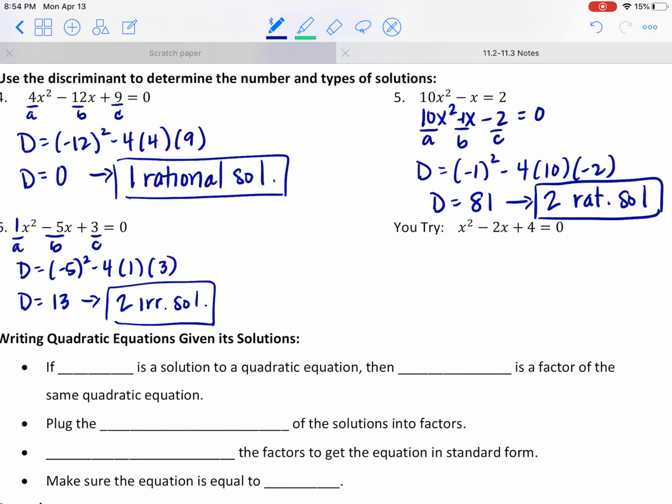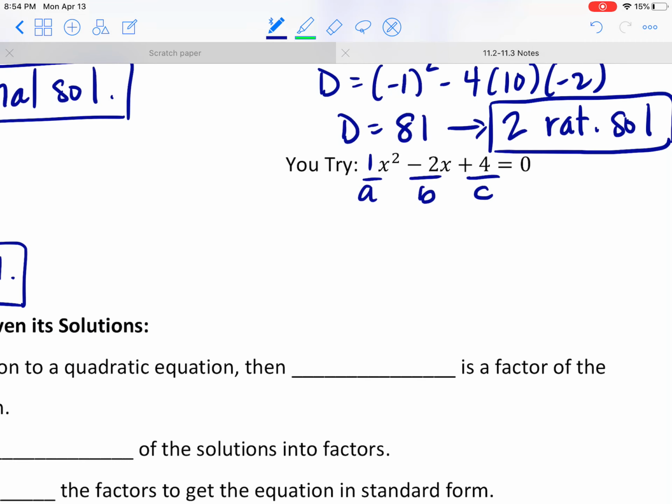Okay, now the last one, if you want to try, you can pause and give it a shot, but based on the 4 options and the 3 we've already had, I'm hoping you can deduce what your answer should be. In any case, a is 1, b is negative 2, c is 4.